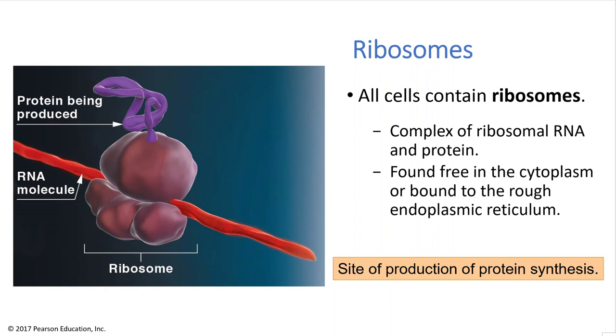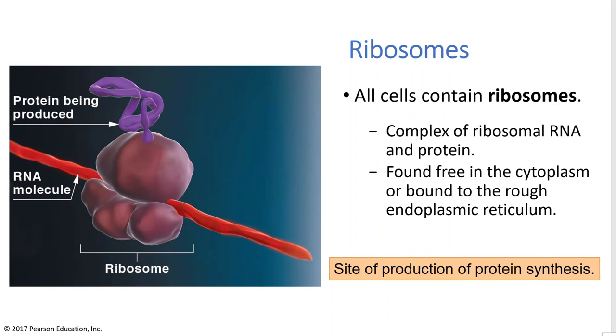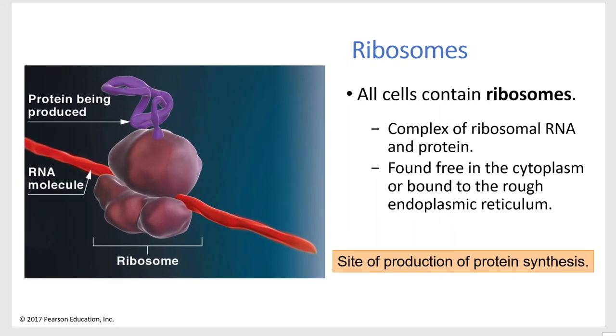Ribosomes are also organelles, but they're not membrane-bound organelles. So they do not have a plasma membrane around them, which is why you can find them in your prokaryotic cells, as well as your eukaryotic cells.